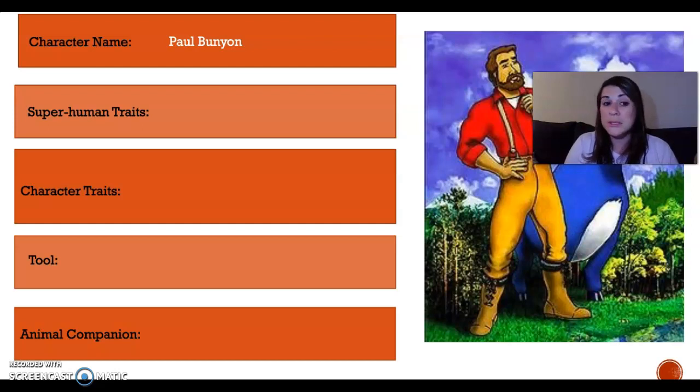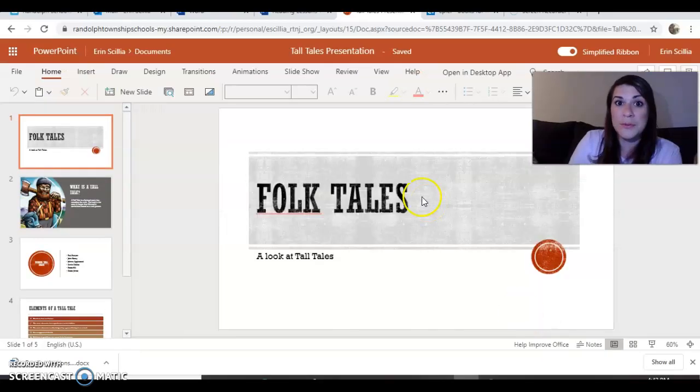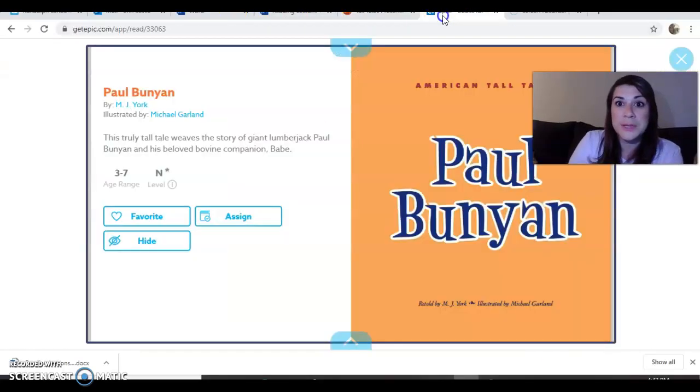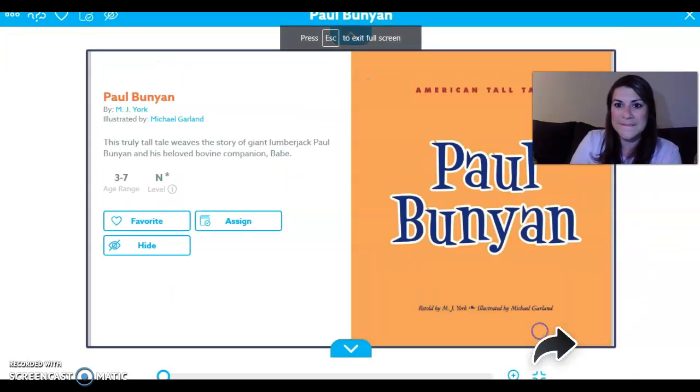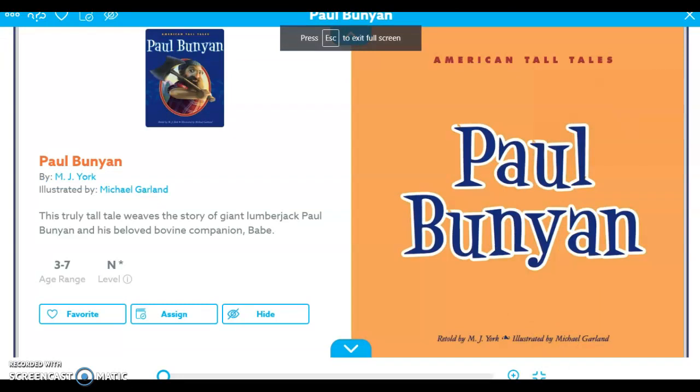What tool does Paul Bunyan use? And then who is his animal companion and what kind of animal is it? So we're going to switch gears. We're going to jump over to our story. And why can't I get it to go large? Whoops. There we go. And now I'm going to disappear so you can enjoy the pictures.